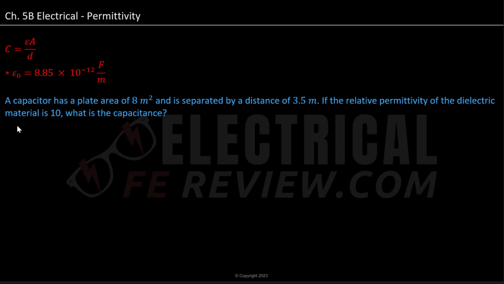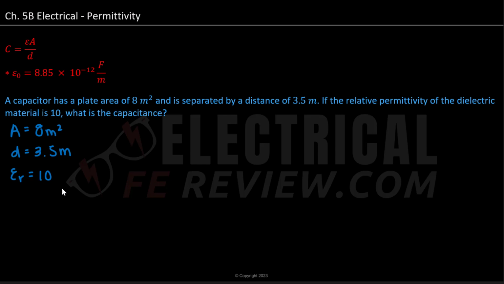So let's go ahead and first start off by noting our given information. We have our cross-sectional area A is equal to 8 meters squared. Our distance d is equal to 3.5 meters. Our relative permittivity, denoted as epsilon R, is given to be equal to 10. And there are no units for relative permittivity since it is a ratio.